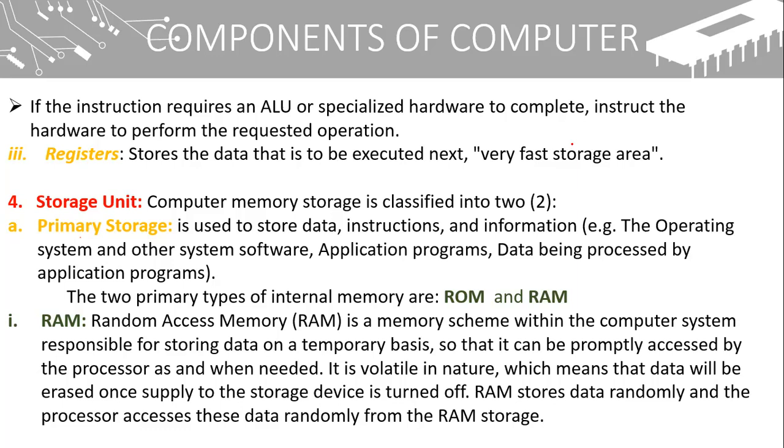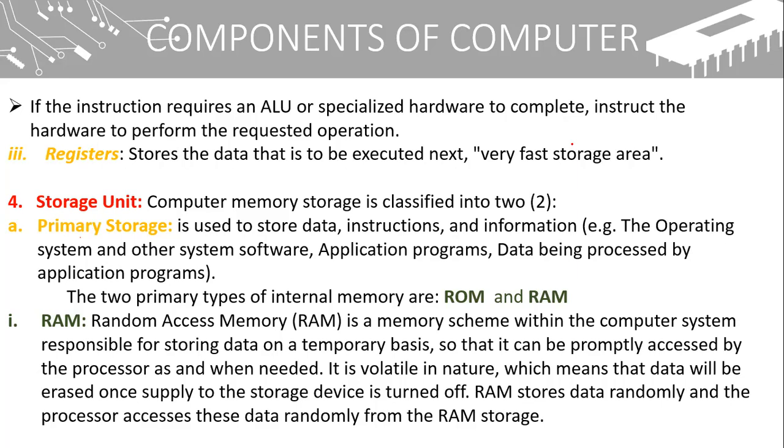So the primary storage is used to store data, instructions, and information. An example is the operating system, and other software, application programs, data being processed by the application and so on. So in your computer, the memory is just like the memory card on your phones, the memory storage. The computer also has its own.